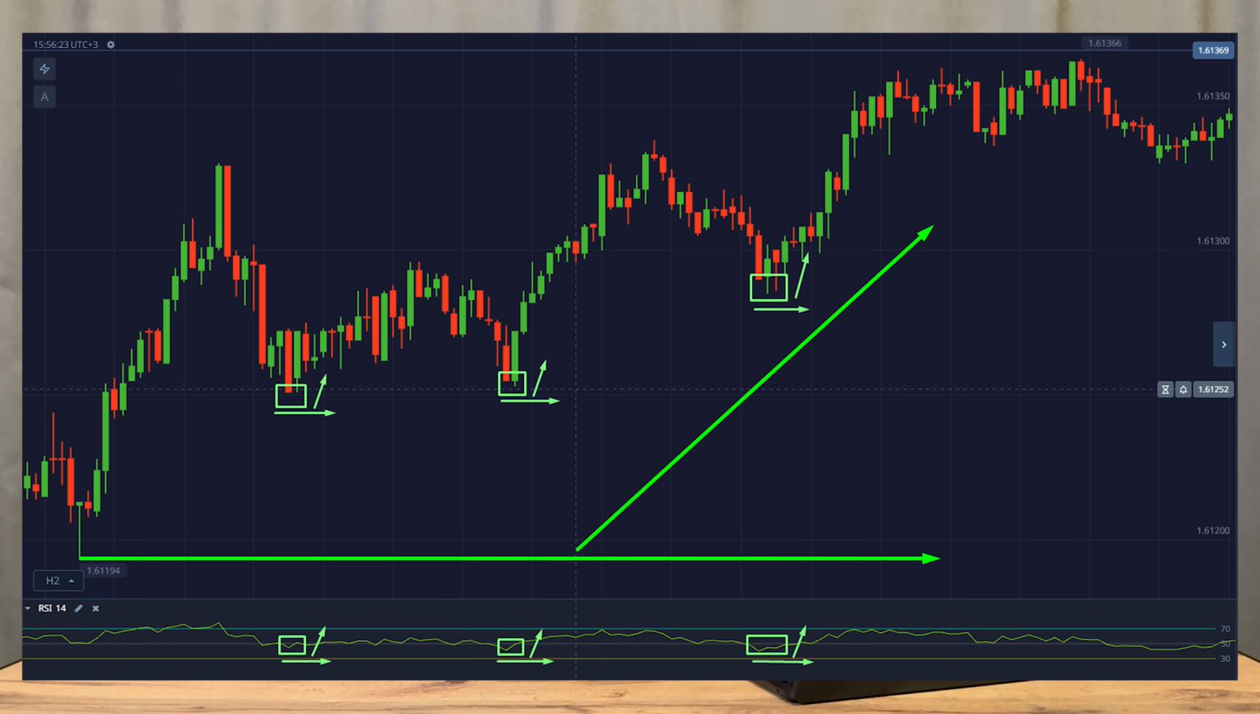And in an uptrend, it's the opposite, guys. RSI often holds around 40 to 50 during pullbacks, almost like a support area for momentum. And if RSI dips to that and then turns back up, it can confirm trend continuation. And that's where buy setups make sense.